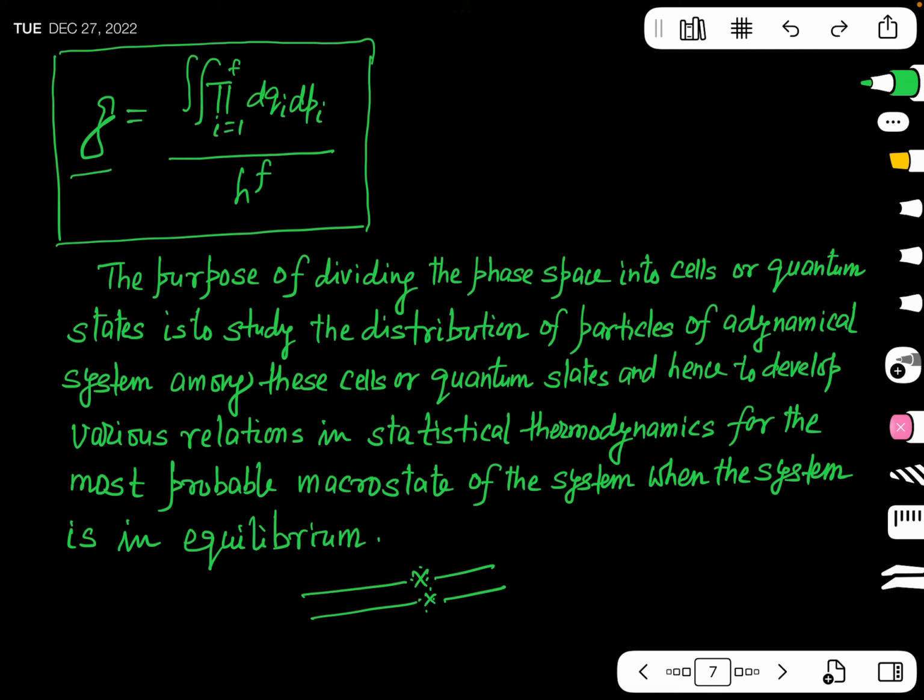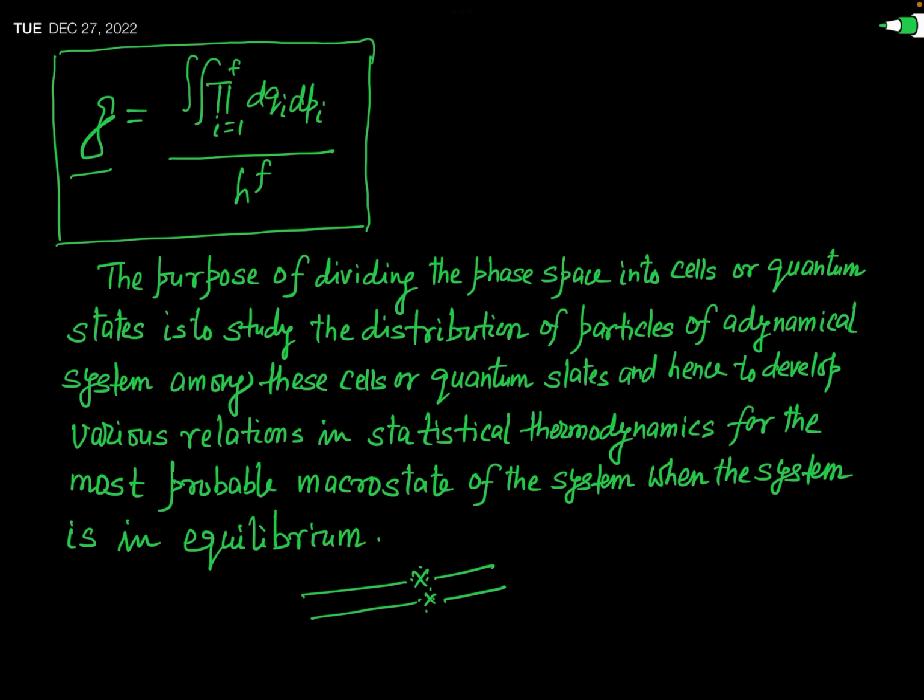So you can see here the number of quantum states or the number of phase cells. If we denote it by the symbol g, that g will be equal to this much. This is integral product i equals 1 to f of dq_i dp_i divided by h to the power f. Actually this numerator denotes the total volume of the phase cells, and h to the power f represents the volume of one phase cell. So when we divide the total volume of phase cells by the volume of one phase cell, we will get the number of phase cells or the number of quantum states.